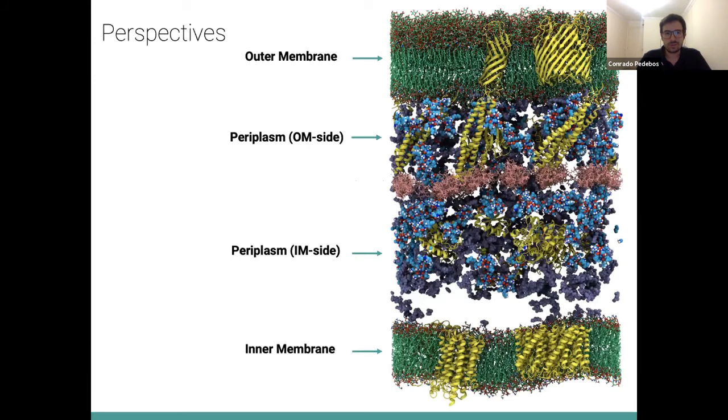Just as a final perspective, we're trying now to expand what we did in this work. So in this work, we only simulated a portion of the cell envelope with the outer membrane and the cell wall, and this bit of the periplasm. And now we're looking to do the full cell envelope, just also a big portion of it, using also the inner membrane and more proteins, more osmolytes. So this is what we're looking at in the future.